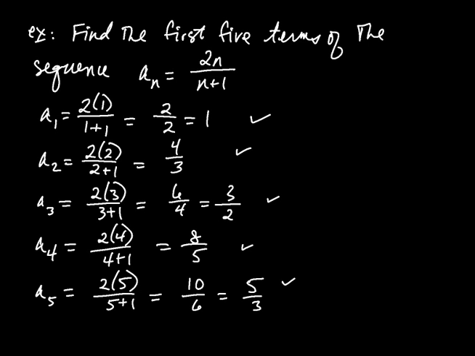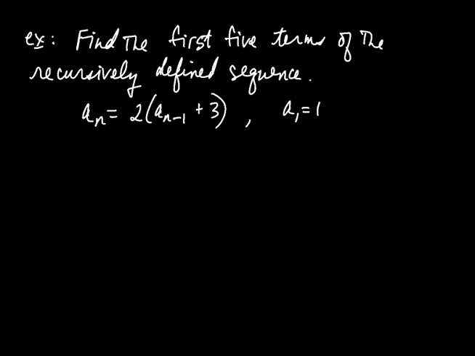Let's try another one similar to that. So find the first 5 terms of the recursively defined sequence. Okay, so a sequence that's defined recursively is one where a given term in some way depends upon preceding terms explicitly. In other words, I can see that the nth term explicitly depends upon the term n minus 1. And you can see the problem, right?